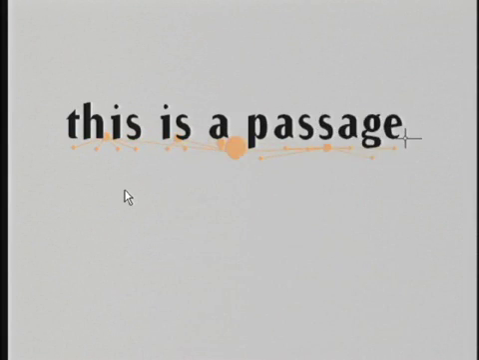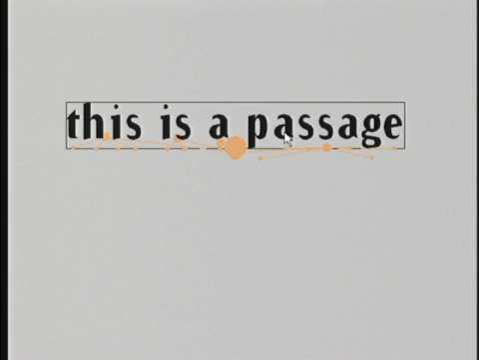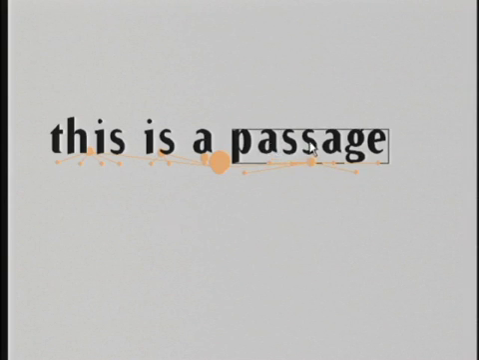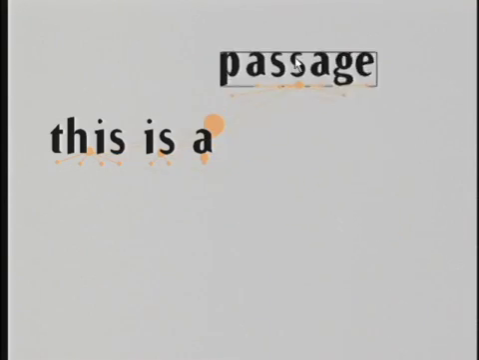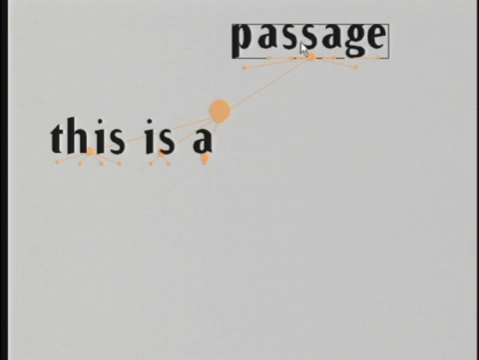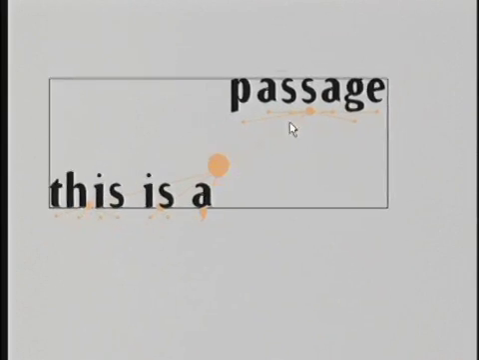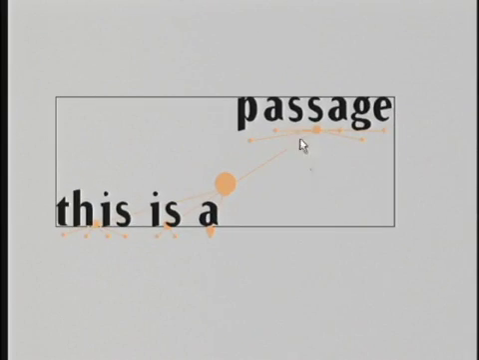This is a passage of text that I've just entered in. This passage, as you can see, is a single unit, and it's composed of individual word objects. I can reposition the word passage, and even though I've manipulated that word, it still maintains its sense of identity. It's still part of the passage.